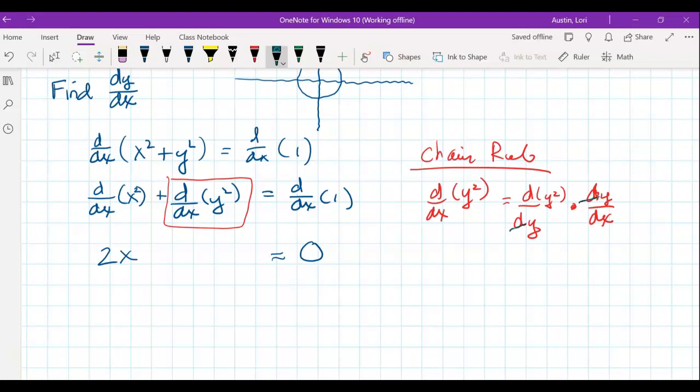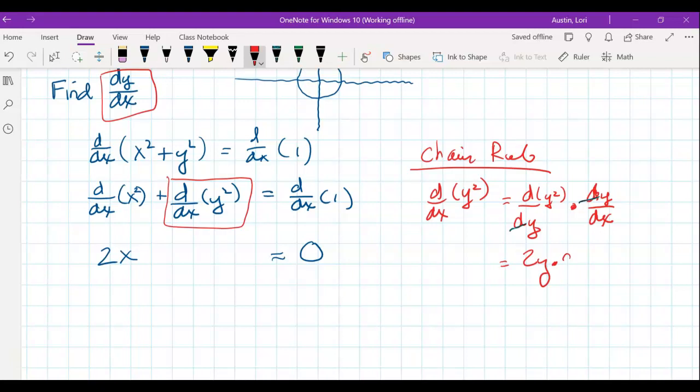So what does that look like when I actually take the derivative? Well, I can take d dy of y squared. So what do you think the derivative d dy of y squared is? Just 2y. Make sense? I don't know what dy dx is. That is what I'm trying to find in this problem.